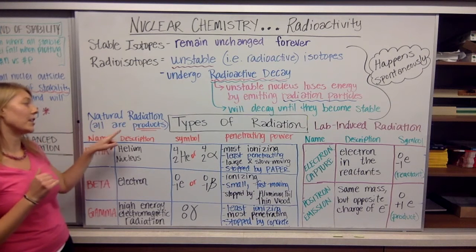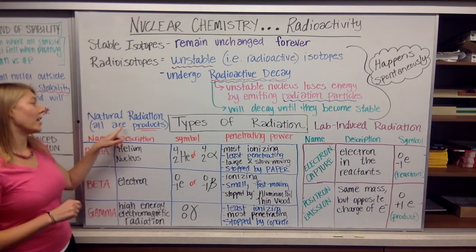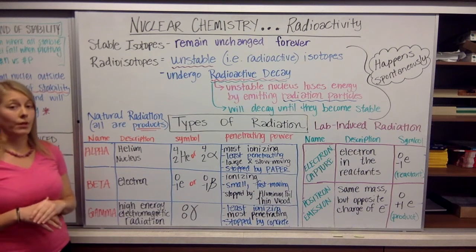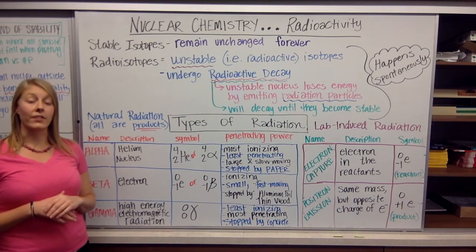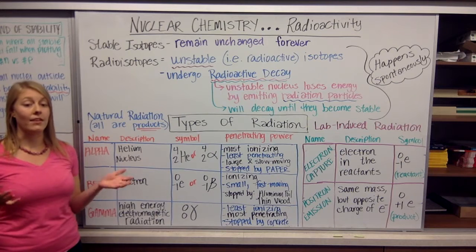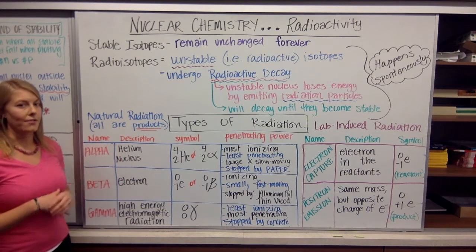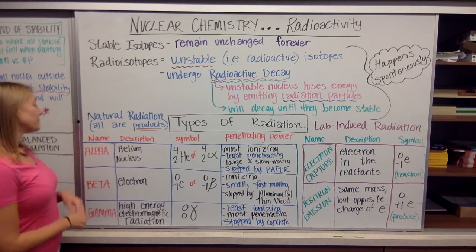These are natural radiation. And something to note when we're writing nuclear equations is that all of these types of radiation particles are products in a nuclear reaction. Now remember, according to the law of conservation of mass, in a chemical reaction, mass cannot be created nor destroyed. That's not true of nuclear reactions. In nuclear reactions, we will see that mass can be changed.